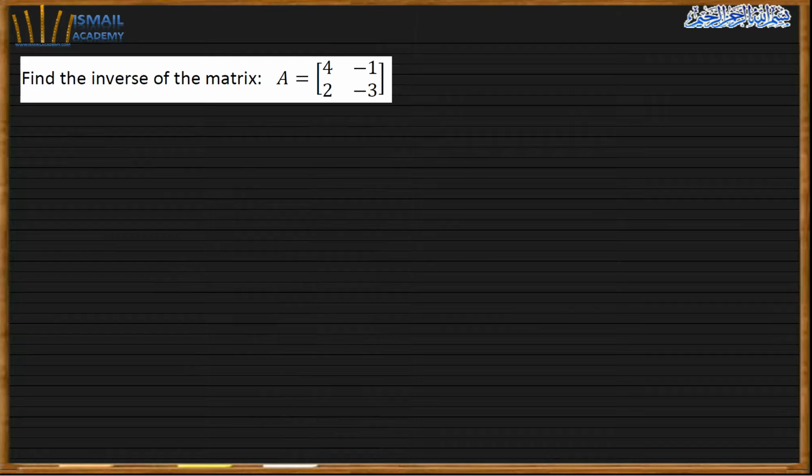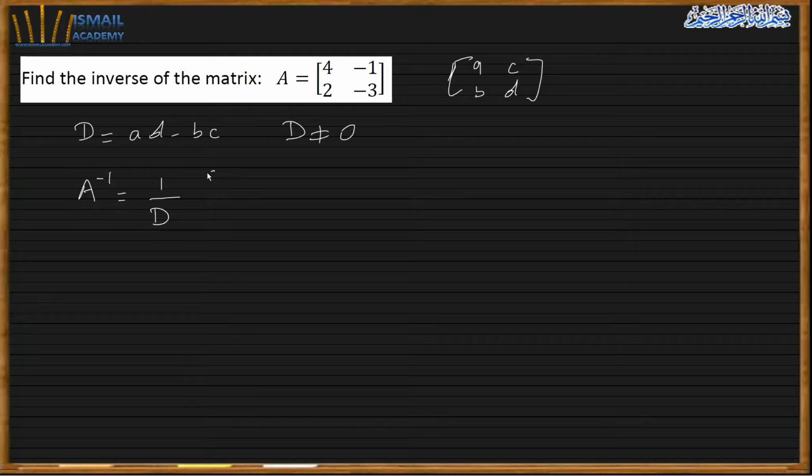Alright, so here they ask me to find the inverse of this matrix. To find the inverse, first I need to find the determinant of the matrix. If I have A, B, C, D, first I need to find the determinant, which is AD minus BC, and check whether the determinant is 0 or not. If it's 0, that means there's no inverse. If it's not 0, then there's an inverse. So the determinant must not be 0 to find the inverse. Then the inverse will be 1 over the determinant times the matrix where you flip the main diagonal, so A and D get swapped, and for the other diagonal, you use the opposite sign. If it's negative, make it positive. If it's positive, make it negative.